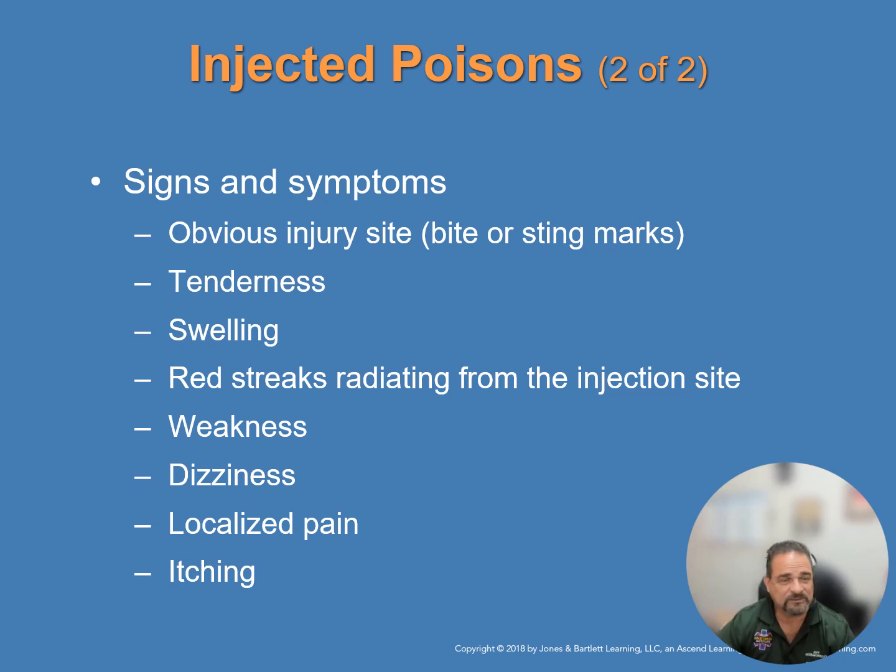The signs and symptoms of this are obviously an injury to the site, especially if it's an animal bite or a human bite. It could also be a sting mark, a welt where a bee sting or wasp sting happened. There may be tenderness around the area, redness, swelling, and possibly some red streaks radiating from the injection site. Weakness, dizziness, localized pain, and itching could also be associated with any of this. So any of these could be signs and symptoms that there is an injected poison.